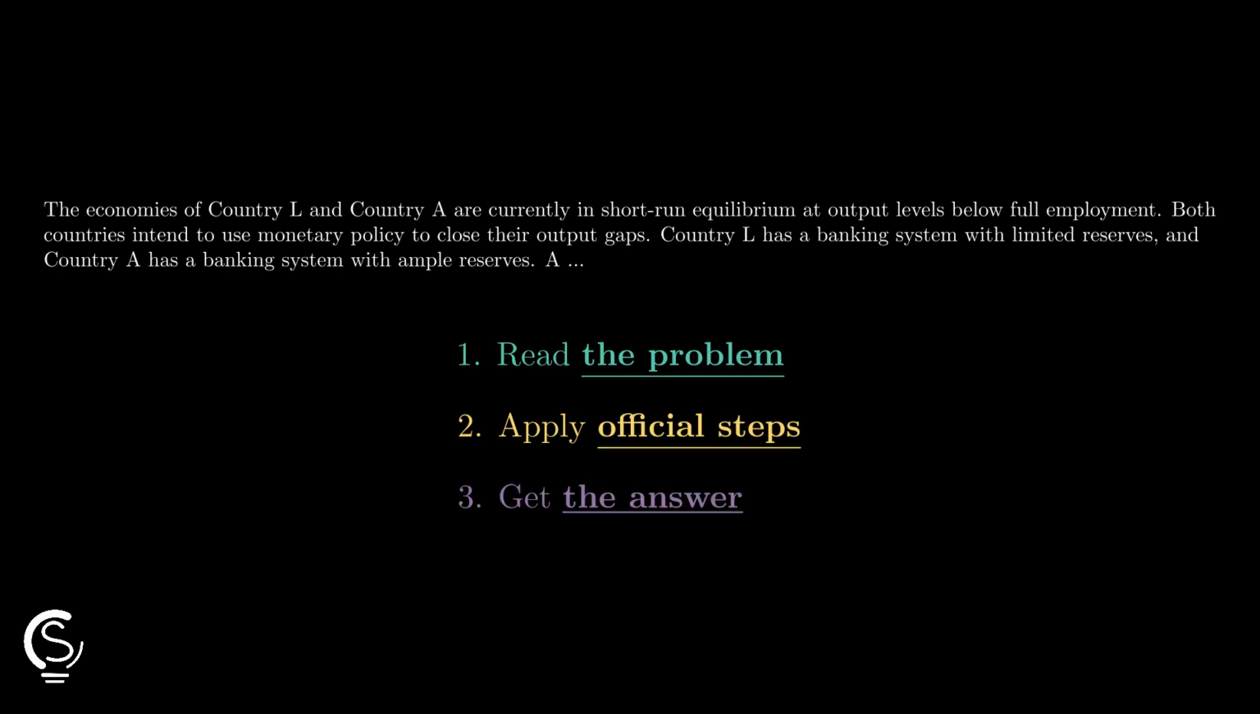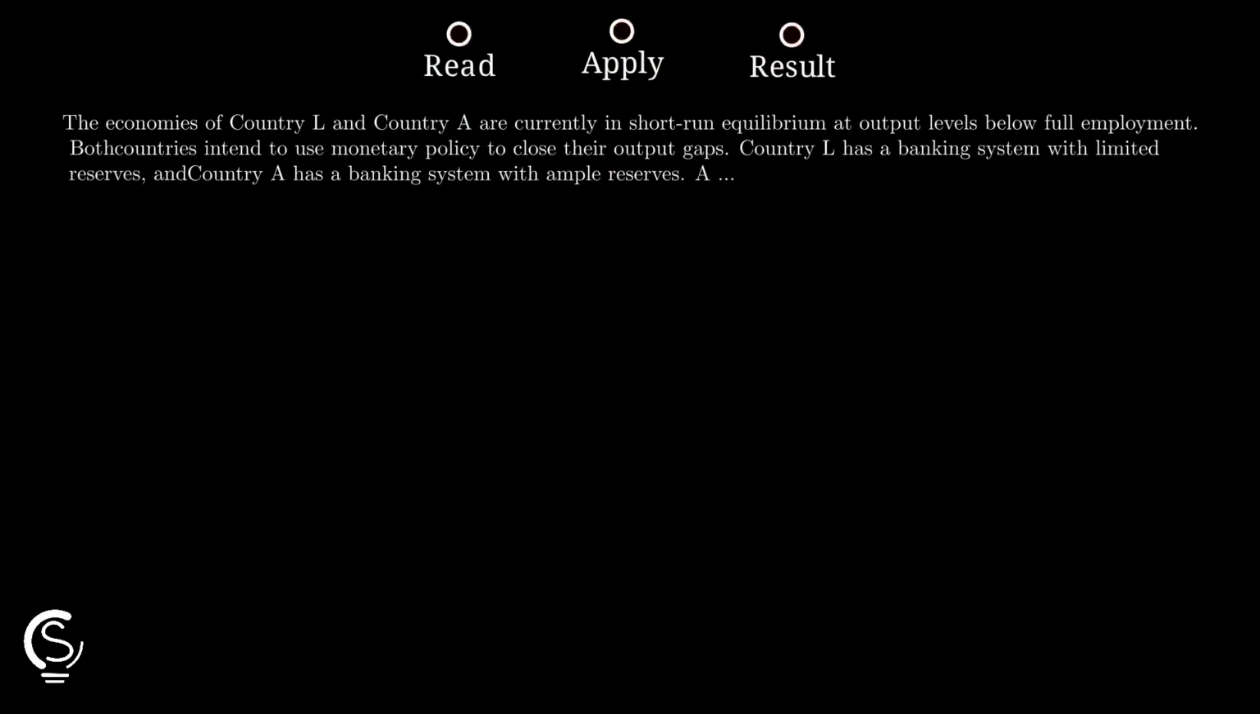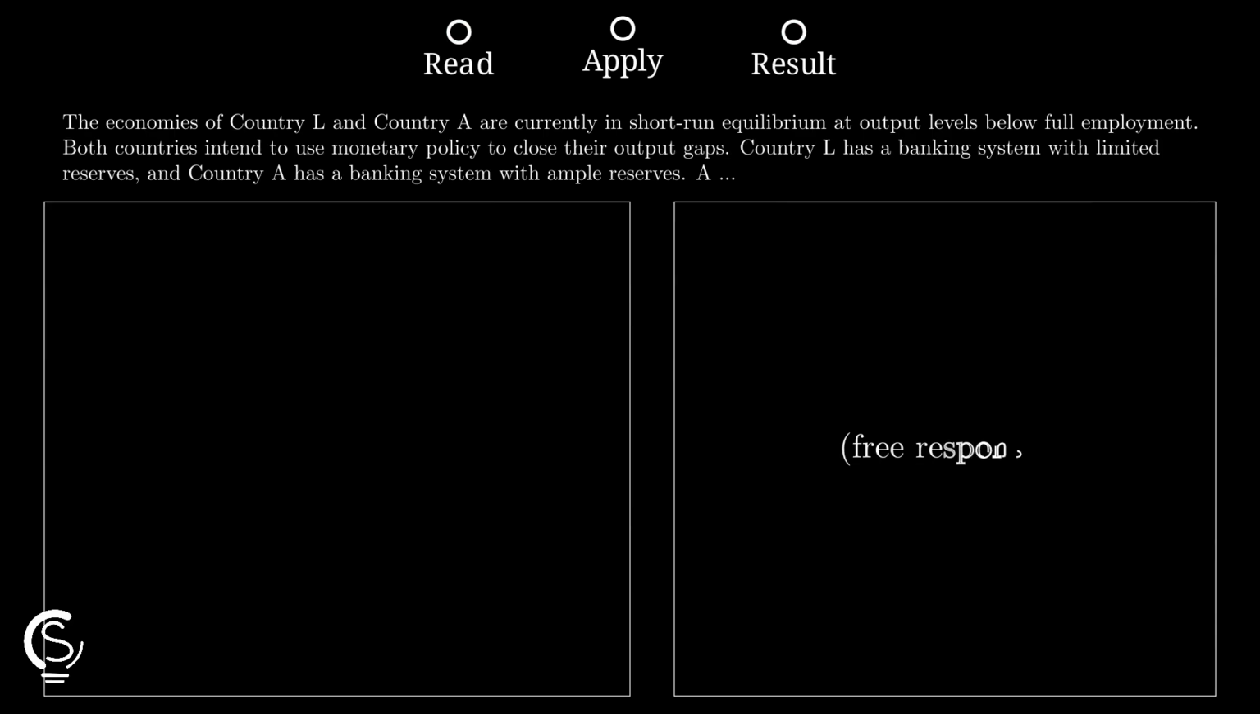Let's go! A. In a banking system with limited reserves, country L would conduct an open market purchase of bonds to increase the money supply and lower nominal interest rates. B. In a banking system with ample reserves, country A would decrease its administered interest rate, specifically the interest on reserve balances, IOR. C. A correctly labeled reserve market graph for country A shows the vertical supply of reserves intersecting the horizontal portion of the demand curve.